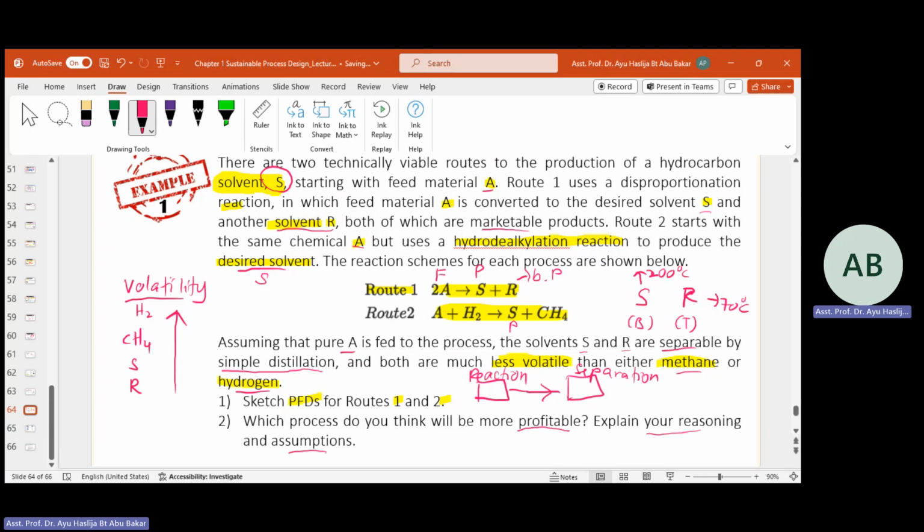Okay, for question number 2, it is not limited. For example, you say route 1. You should explain why you say route 1 is more profitable. If, let's say, you sketch and find out route 2 is more profitable, explain your reasoning. Okay, that's right.